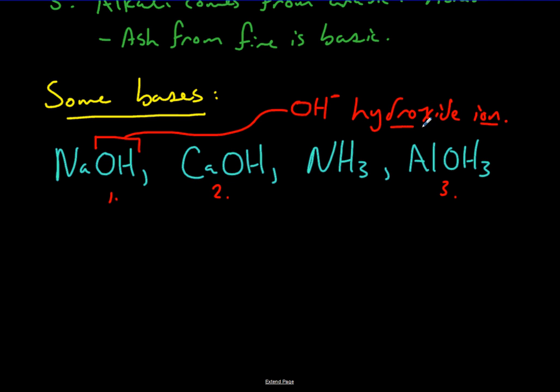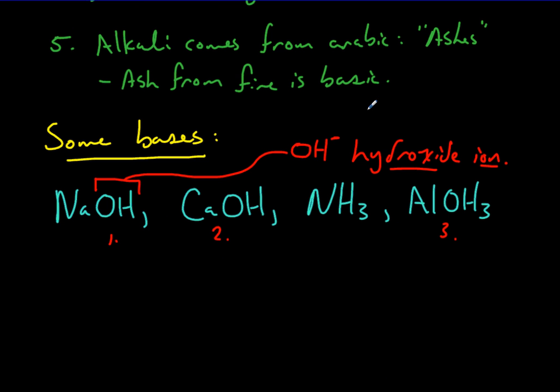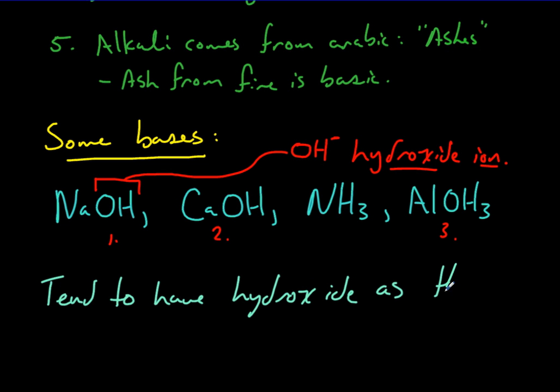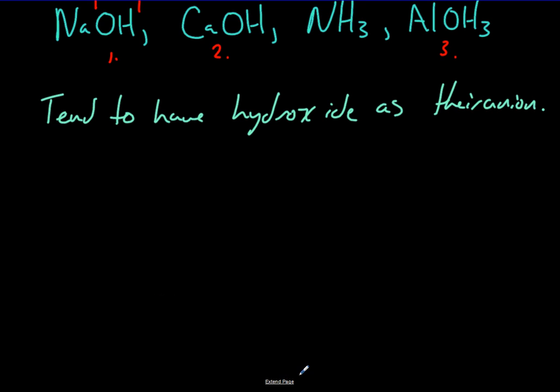Now, what did we say after that up here? Okay, right. So we'll just write that down. They don't all have hydroxide, but they tend to have hydroxide as their anion. All right. Hydroxide is their anion. So let's examine this a little more closely here.